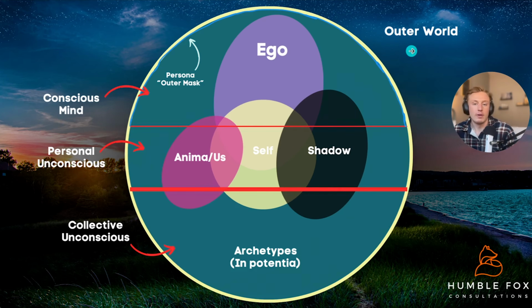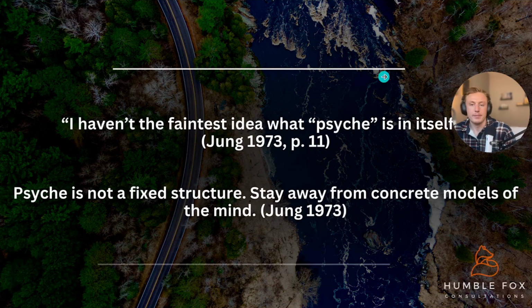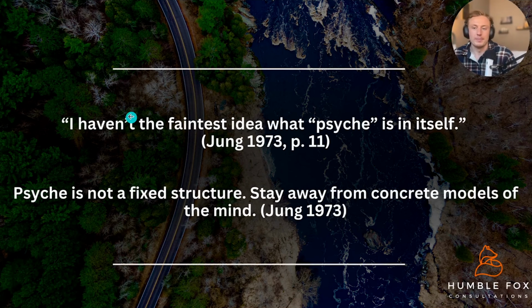Let's start off nice and easy with some of Jung's quotes. Jung said himself, "I haven't the faintest idea what psyche is in itself." And he also says, "Psyche is not a fixed structure. Stay away from concrete models of the mind." Now, Jung was an extremely intelligent man and one of the greatest thinkers of the 20th century, and of pretty much all of human history, in regards to understanding the mind and the psyche.